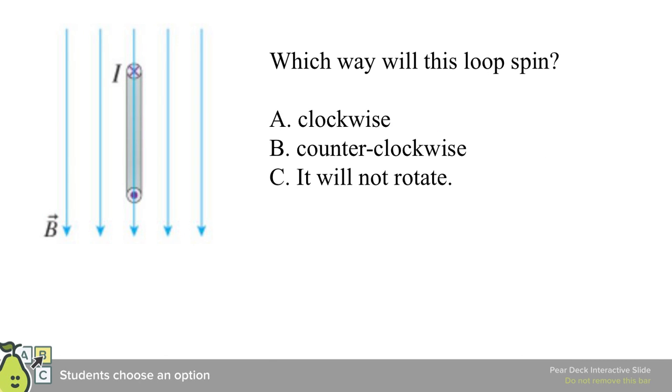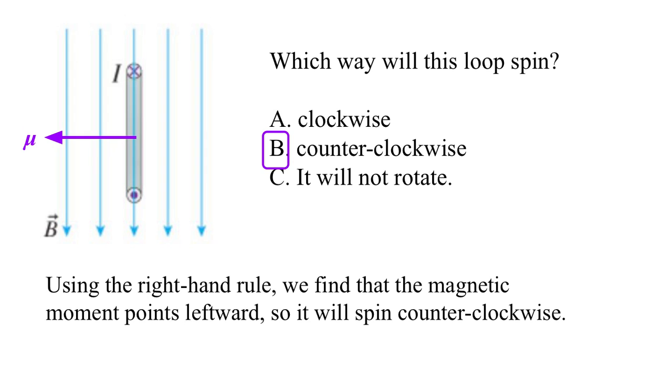Which way will this loop spin? It will spin counterclockwise. The way we have oriented it here, if we take our right hand and put our fingers curling in the direction of the current, our thumb points to the left, so the magnetic moment as indicated here is to the left, and it will want to line up with the B field, so it will torque in the counterclockwise direction.